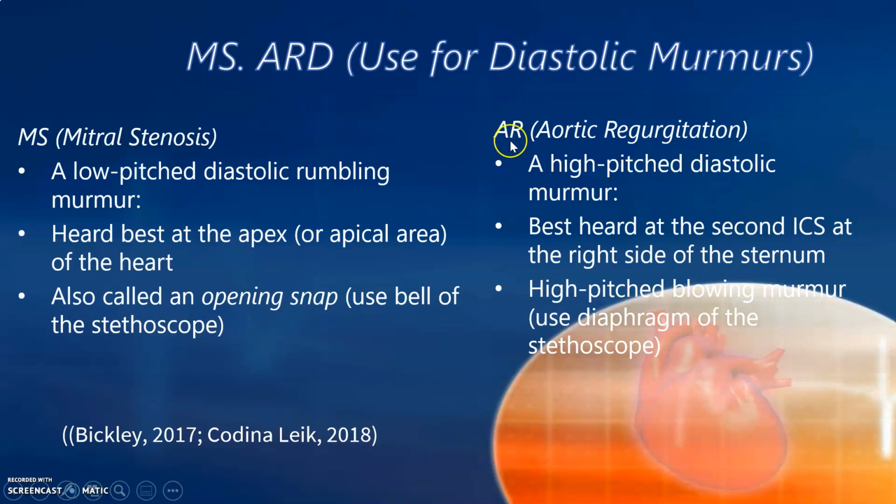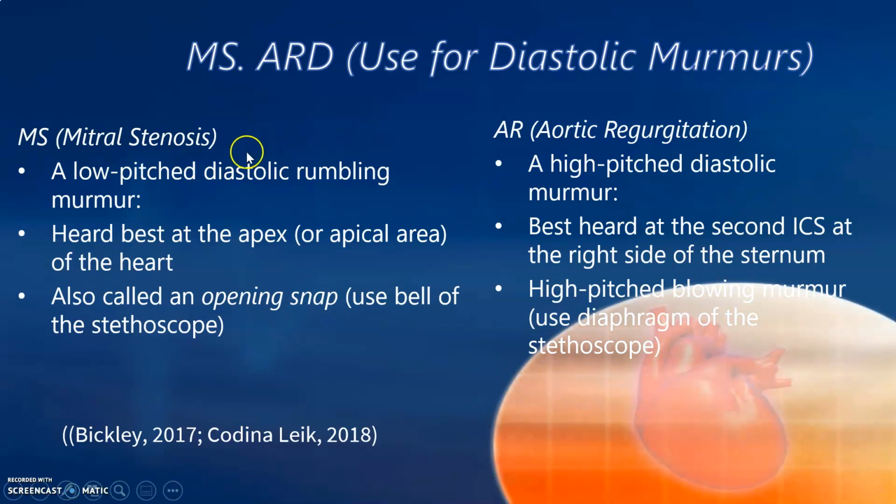For the AR, we know that it is aortic regurgitation. This is a high-pitched diastolic murmur, best heard at the second intercostal space at the right side of the sternum. It is a very high-pitched blowing murmur, and you use the diaphragm for that. So if you notice, for low-pitched sound, you use the bell. For high-pitched sound, you use the diaphragm.